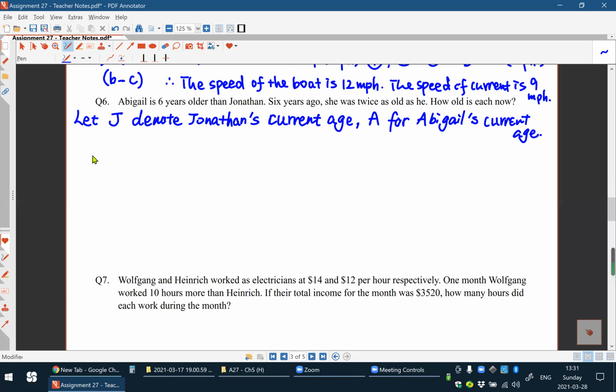Okay, so what information do we have? Abigail is 6 years older than Jonathan, so that means A is J plus 6, right? That means Abigail is 6 years older than J. So 6 years ago, she was twice as old as he. So 6 years ago, Abigail was A minus 6, right? And this quantity is twice the age of Jonathan's. Okay, so these are the two relationships we have.